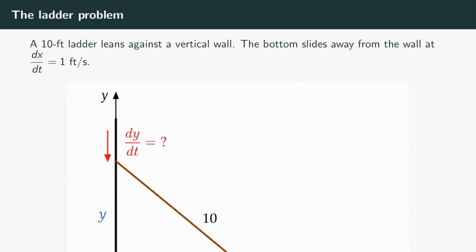Picture the geometry. The wall is vertical, the ground is horizontal, the ladder is the hypotenuse of length 10. Let x be the horizontal distance from wall to base, and y the vertical distance from ground to top. Both x and y are changing with time as the ladder slides. They're not independent, they're locked together by the constraint that the ladder's length stays 10.